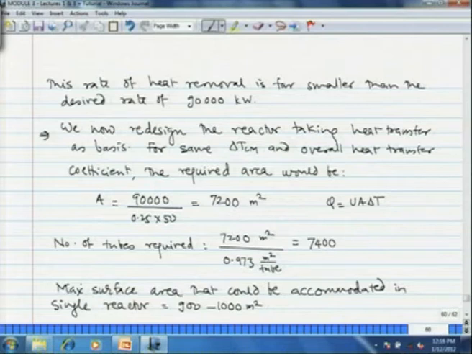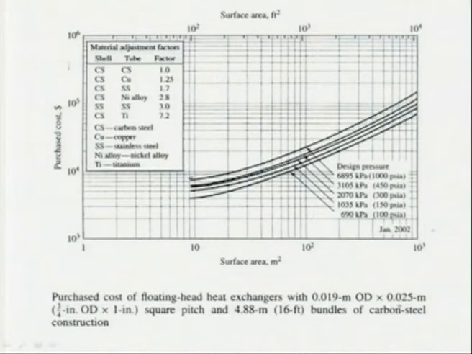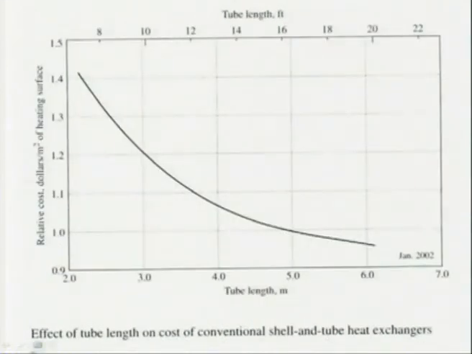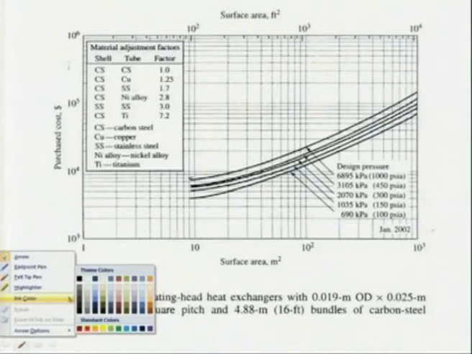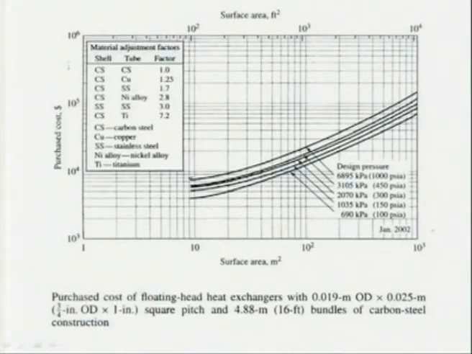Now, we have to go for cost estimation. We have been given cost correlations for a floating head heat exchanger. Here the diameter of the tube is 0.025 meter, 1 inch diameter, square pitch, and a 16 feet bundle of carbon steel construction. And now, you can see here that if you take 900 meter square as the area, then the typical cost that is possible is about, let us say, 1.5 into 10 to power 5 dollars.